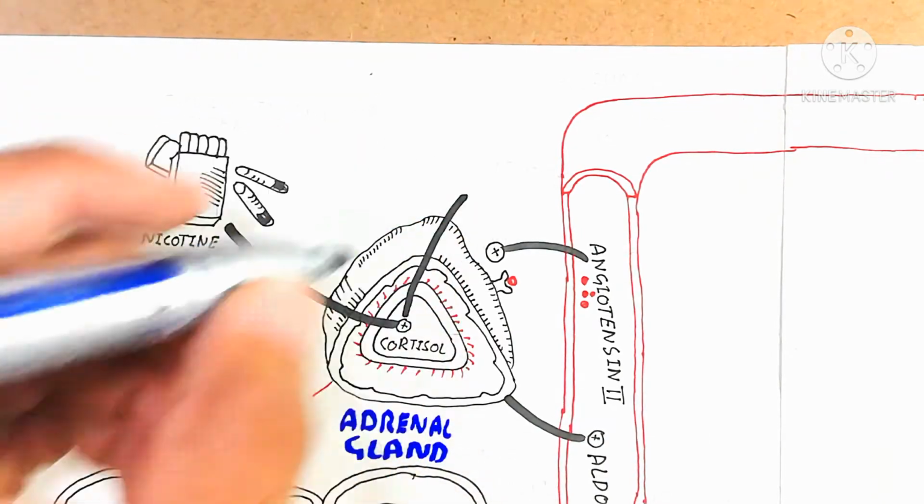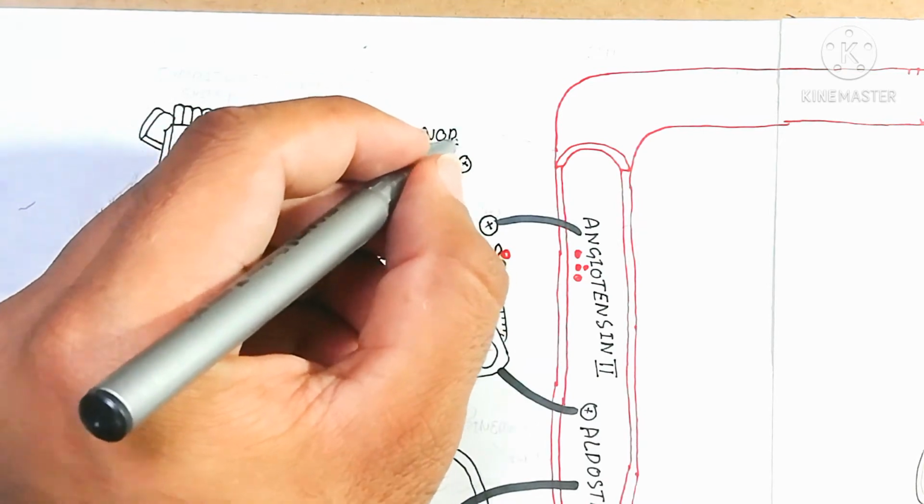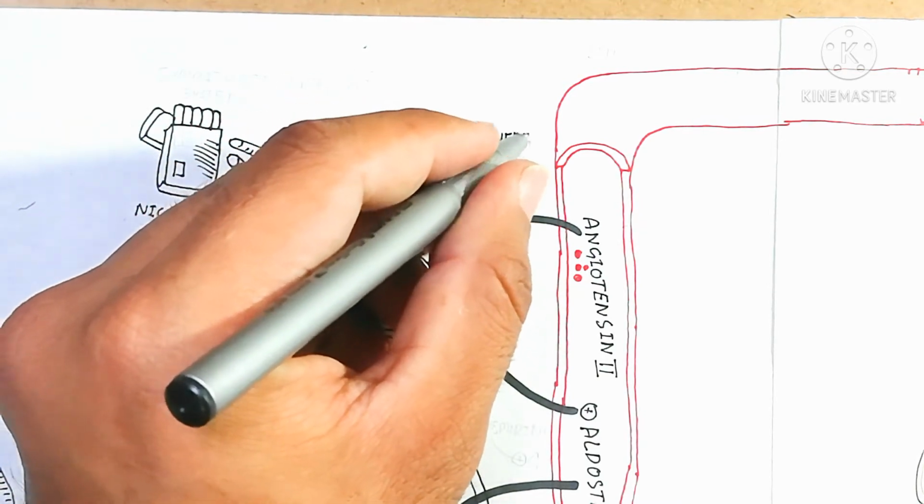So the whole mechanism we are understanding. First of all, we will discuss the nicotine effect on the angiotensin system.